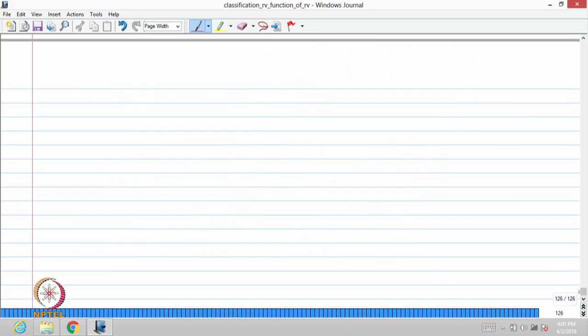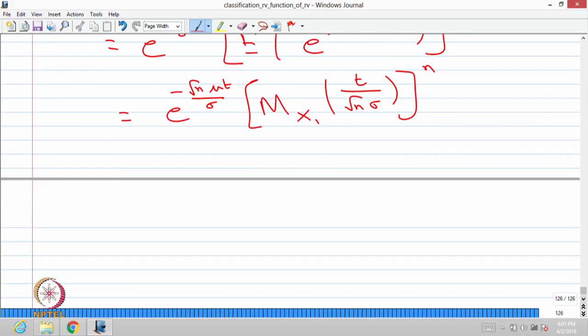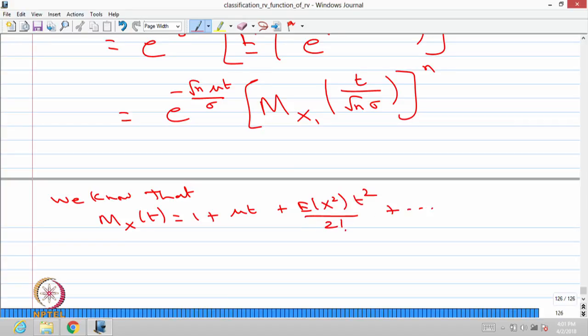Now we need the expansion of the MGF for any random variable, then we can substitute that. We know that the MGF of any random variable X can be written as 1 plus mu t plus expectation of X square t square by 2 factorial and so on. Again, you can write the expectation of X square as the variance of X, suppose the variance of X is sigma square, plus mean square. So one can write the expectation of X square as sigma square plus mu square. I am going to substitute a little later.